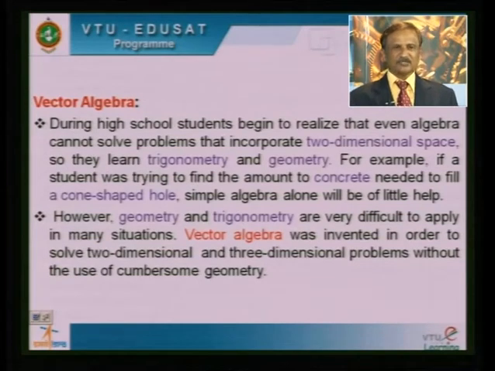However, geometry and trigonometry are very difficult to apply in many situations. Vector algebra was invented in order to solve two-dimensional and three-dimensional problems without the use of cumbersome geometry. Just now I mentioned the cone problem can be solved with the help of trigonometry and geometry. In many situations it is difficult to apply trigonometry and geometry. In such a situation, why can't we go for vector algebra?